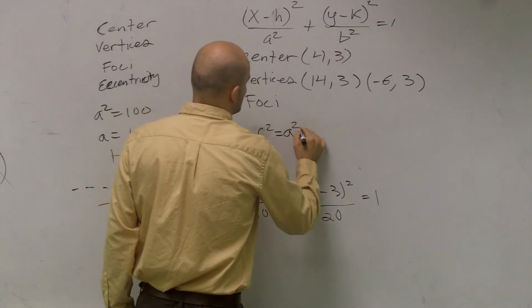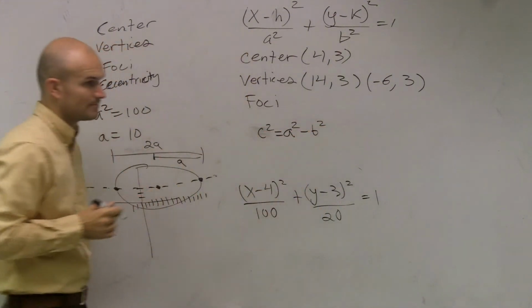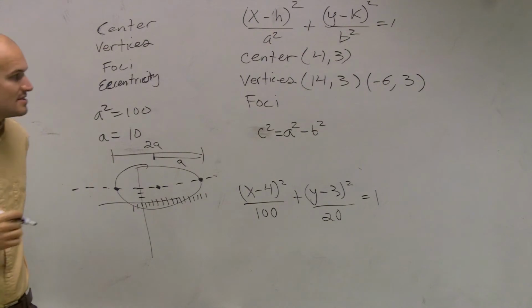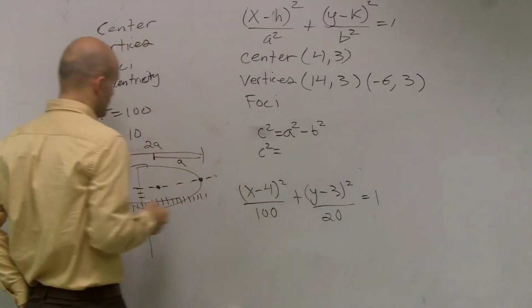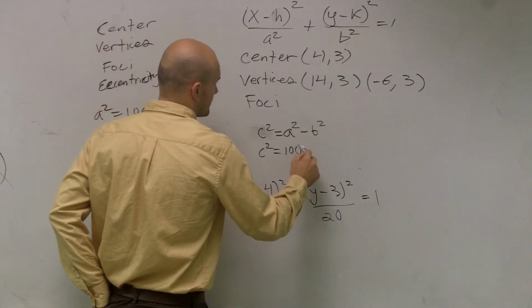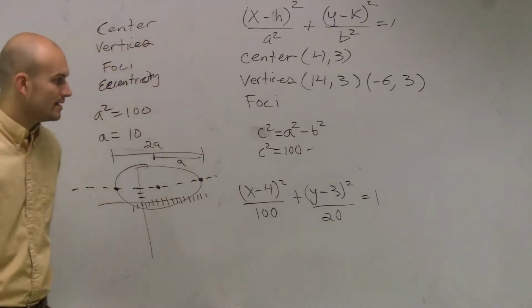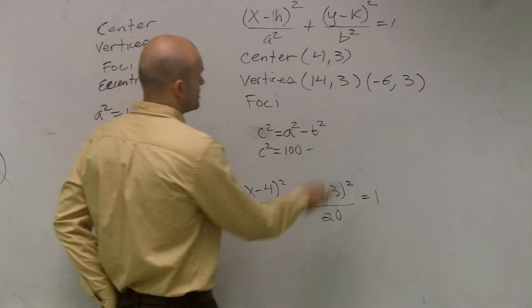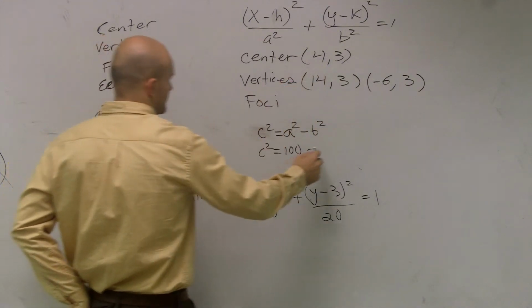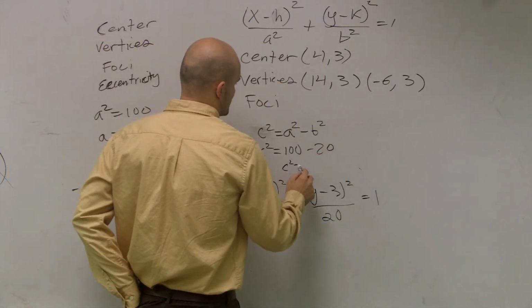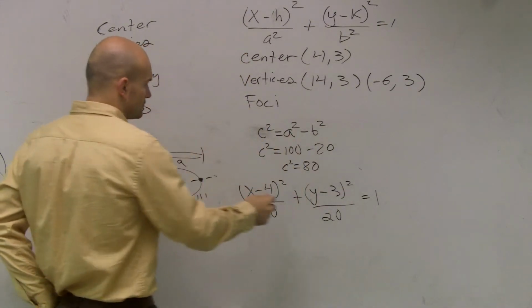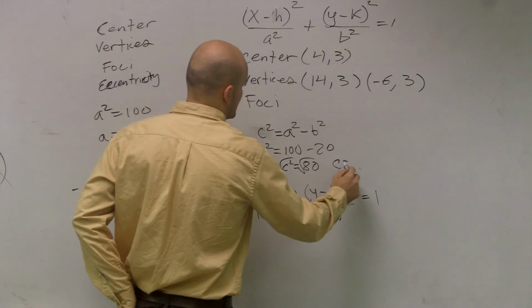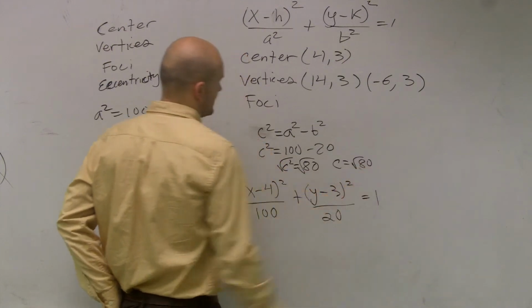Remember, c squared equals a squared minus b squared. That's how we're going to find the distance of c for our ellipse. So we have c squared equals a squared, which is 100, minus b squared, which is 20. So c squared equals 80, and c equals the square root of 80.